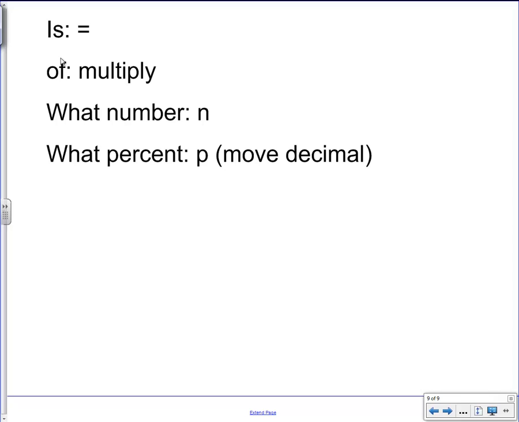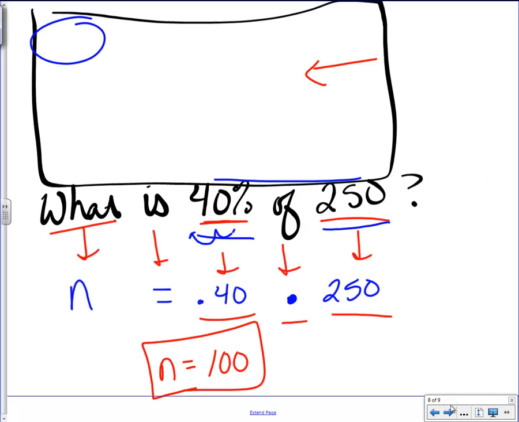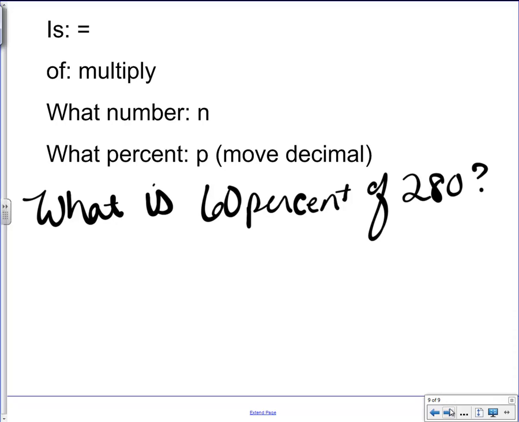All right, our next problem is going to be: what is 60% of 280? That is not what I just did. Okay, no. All right, so what is something I don't know? I don't know if it's a number or percent until I read this a little bit further, but I do know that is my equal sign.